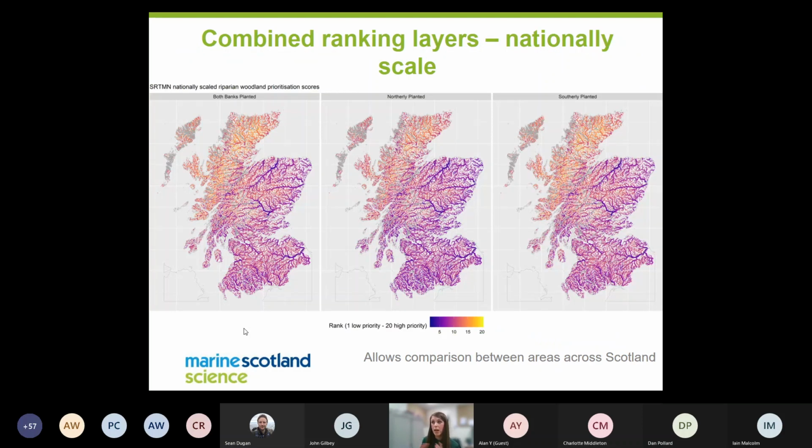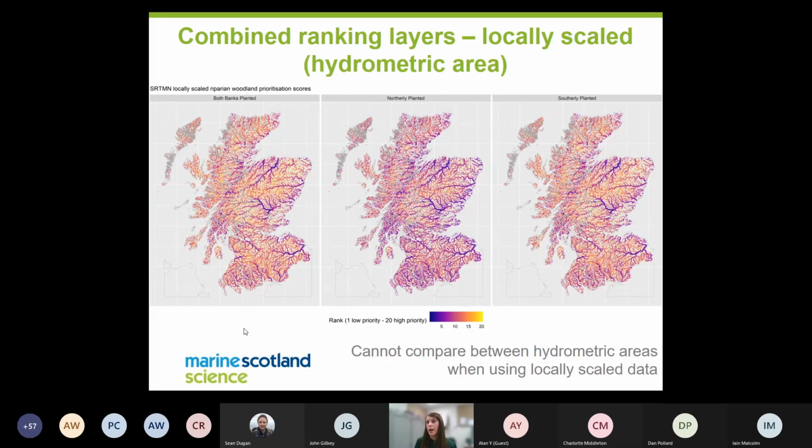So we've got our national scale Riparian Woodland Prioritisation scores, and this lets you have comparisons across all of Scotland. And we then have our locally scaled Riparian Woodland Prioritisation scores, where we have the results scaled to within individual hydrometric areas that can be then used locally to target within river systems. But critically, you can't then compare between river systems with this tool, so between hydrometric areas, I should say.